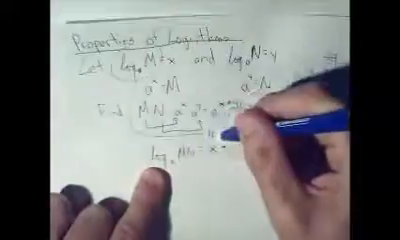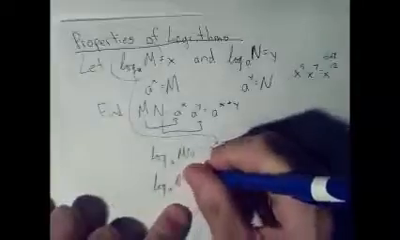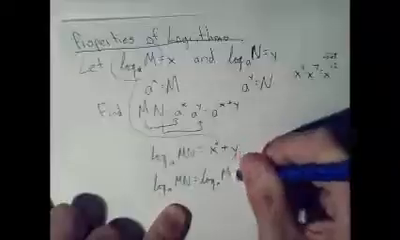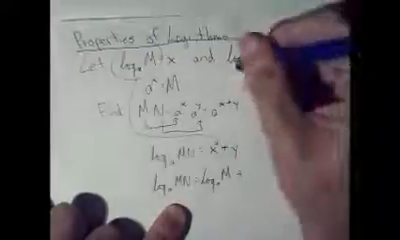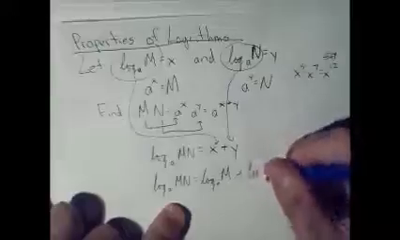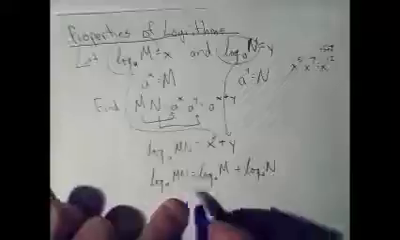Well, what was x? x was log base a of m. So what I could say is log base a of mn equals log base a of m plus, what was y? y was log base a of n. The moral of the story, this is what's called the product rule.